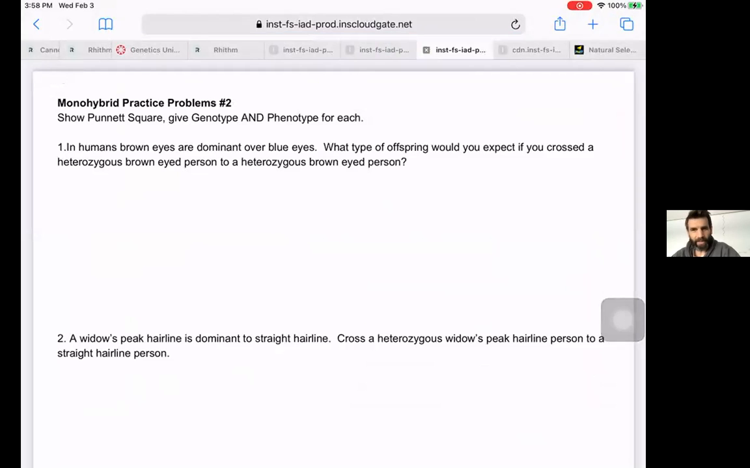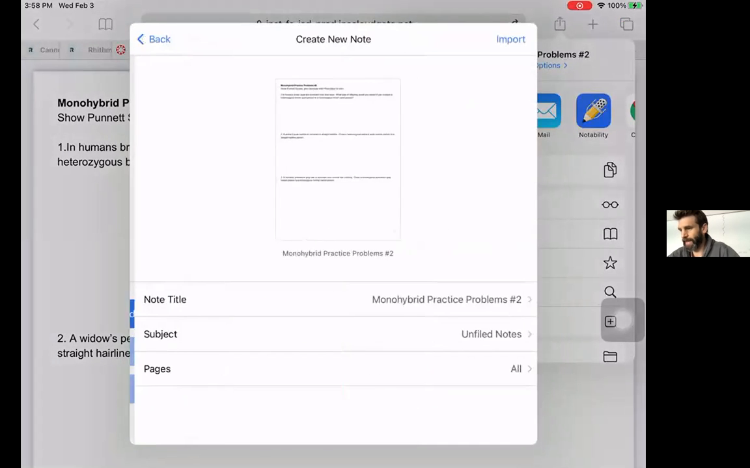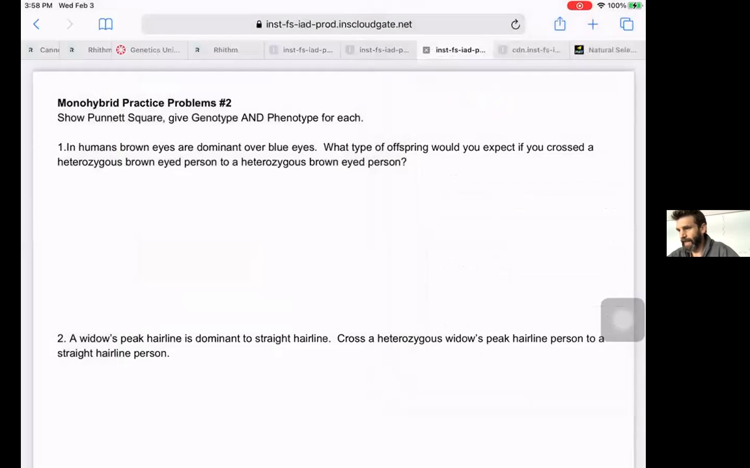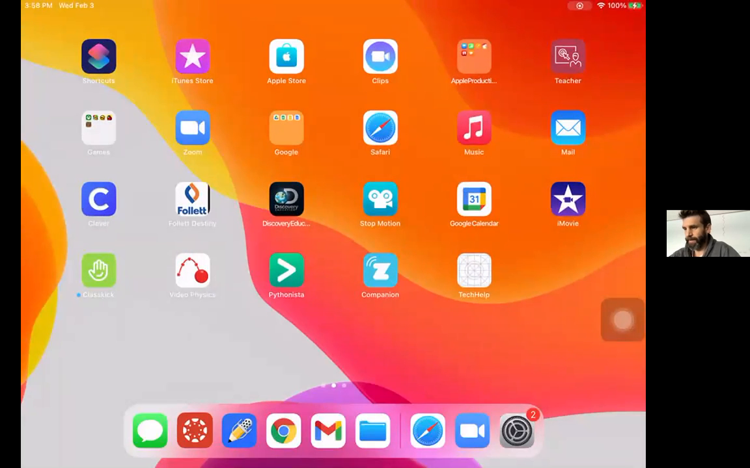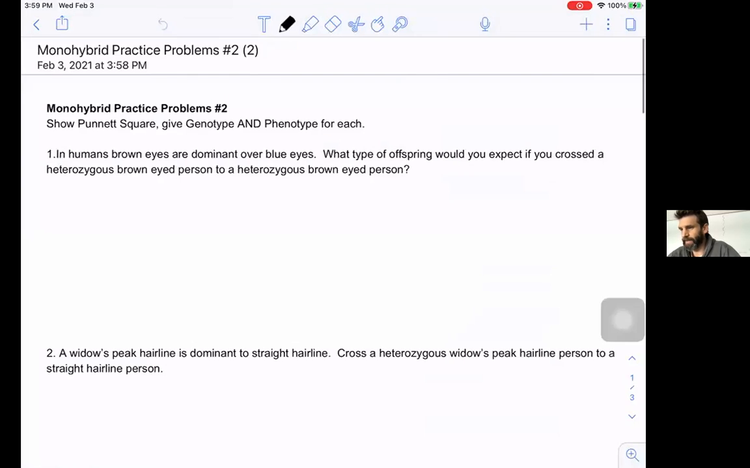Oh yeah, I think we started doing a little bit of this in class and then continued it on into the discussion section afterwards. So I'm going to send this over to Notability, and I'm going to create a new note there, and I'm just going to import that into Notability and head on over there. All right, so let's head over to Notability. Let's click on monohybrid practice problems number 2, and we'll start here.